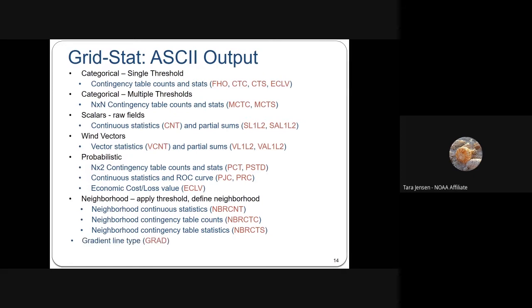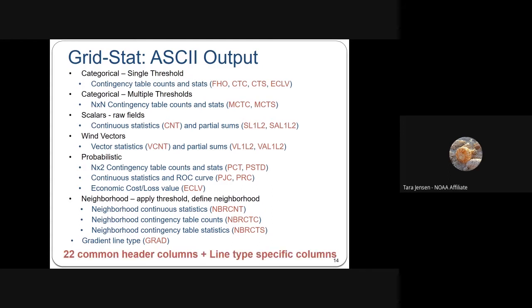And then we have some other line types that are embedded in the computation of things like the S1 statistics, which is part of the CBS scores and WMO from WMO. So the grad is part of the gradient that's computed for the S1 score. We also have 22 common header columns, which are defined in the MET user's guide, that have a lot of metadata that allows you to stratify your results by thresholds or by what region it is, and so forth. So there's a lot of header information. Then after that, lines vary based on what the statistic line type is.